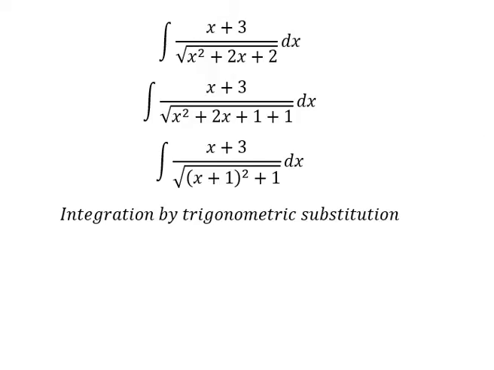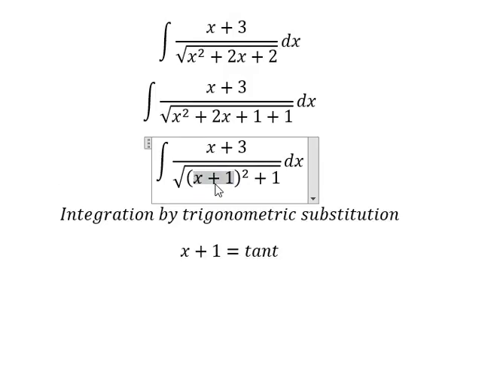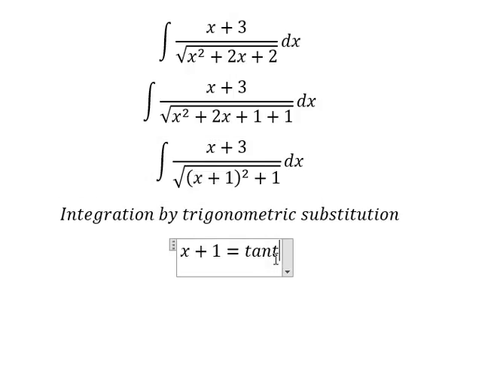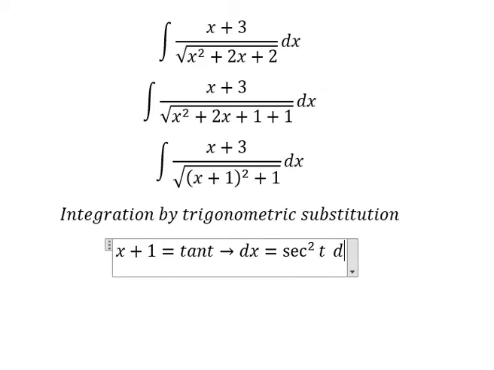So I will put x + 1 equals tan t, because if I put this one here, we have tan² t + 1, which we change to sec² t, and later we simplify the square root and dx. Now we take the first derivative of both sides, and you get dx equals sec² t dt.